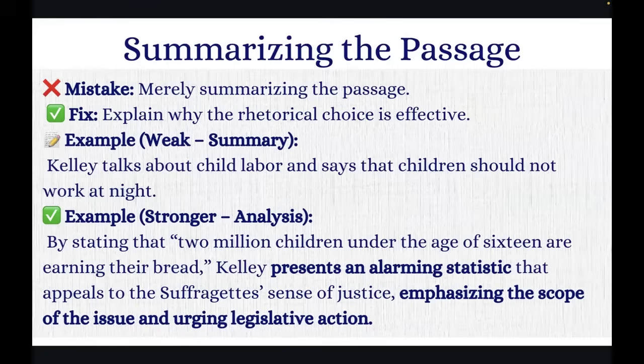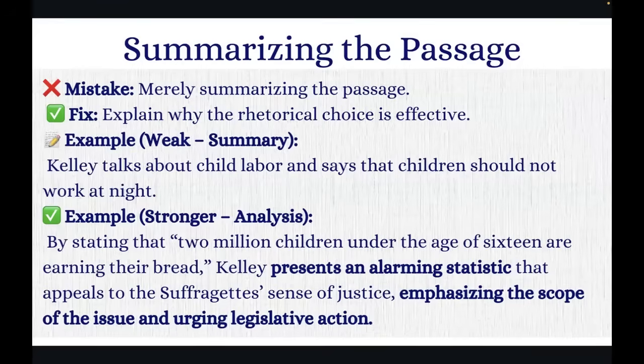So here's an example of summary and how to fix it. This is about the Florence Kelly passage, and it says Kelly talks about child labor and says that children should not work at night, which is true. That is her argument in a nutshell. However, notice that that's very simplistic. So in the stronger example, notice that the quote is embedded into the sentence, which means that it has words on either side of the quote. And then instead of saying talks about child labor, we're focusing on the choice that she's making.